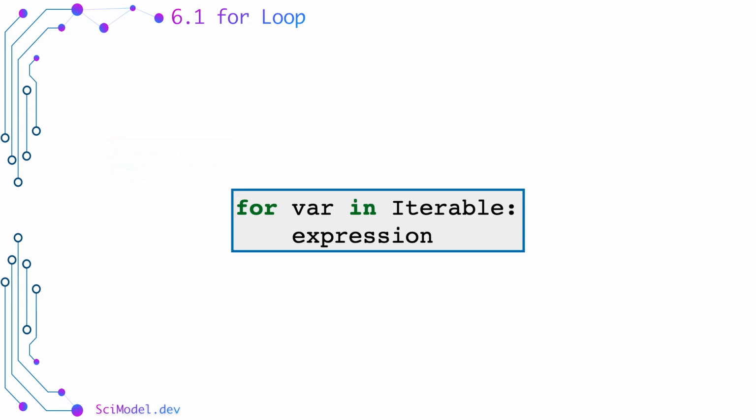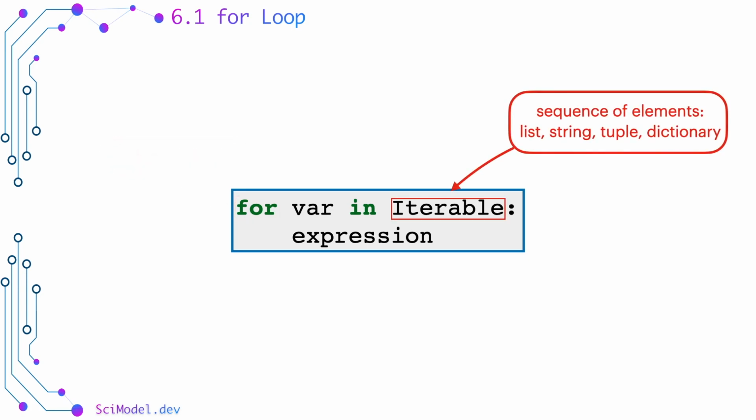The second element is the iterable. An iterable is an object capable of returning its sequence elements one by one. A Python list object is an example of an iterable object, since it has a sequence of elements which can be accessed by an index number one by one. There are more iterable objects in Python such as strings, tuples, and dictionaries. We will cover those types in this course as well.